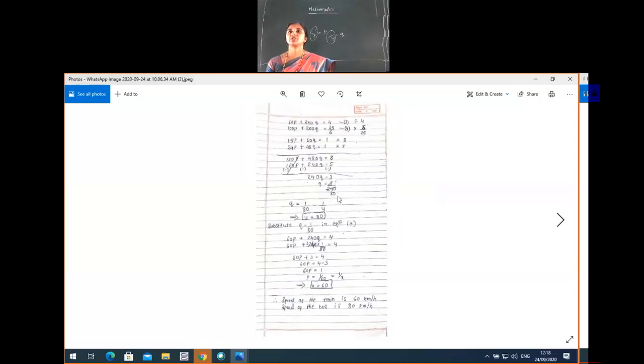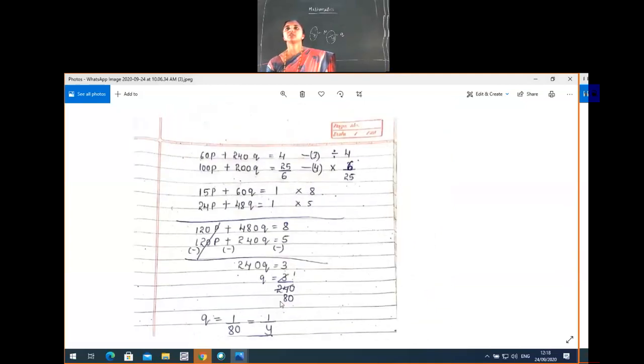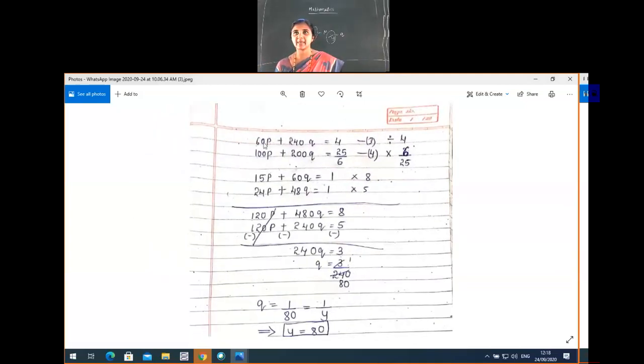Next, you get the equations 60p plus 240q is equal to 4, then 100p plus 200q is equal to 25 by 6. The equation is a little bit bigger, no? So you can make the equation smaller by dividing equation 3 by 4. In all the terms the common factor is 4, so you can divide the whole equation by 4. Then you will get 15p plus 60q is equal to 1.